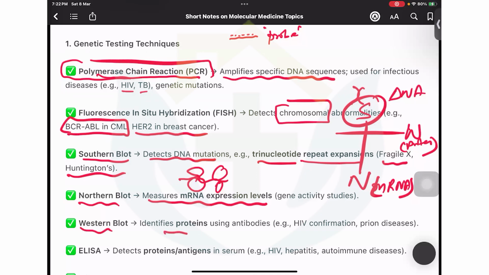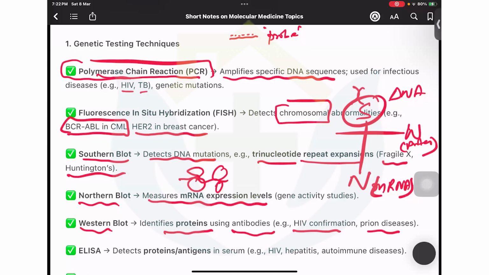Western blot is to identify the proteins. It uses antibodies, for example, HIV confirmation and prion diseases. These are Western blots. You identify antigens like HBs antigen, hepatitis B surface antigen. Students ask how that is done, sir. That is done by the blot method, Western blot, because that is a protein, and protein is identified by Western blot.